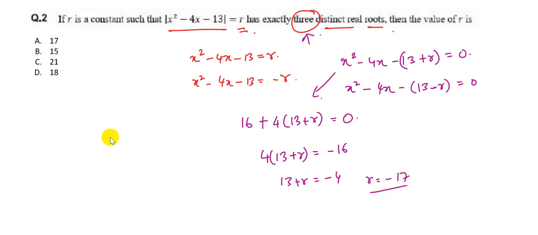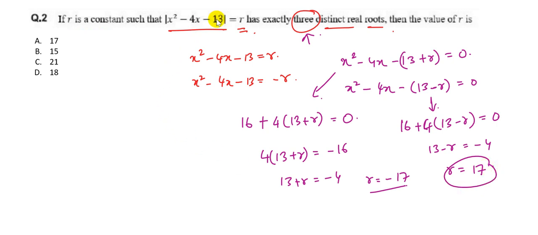Now minus 17 is not there in the options, so we go to the second one, and the discriminant here will be 16 plus 4 into (13 minus R) equal to 0. So 13 minus R will be equal to minus 4. So R will be equal to 17. So 17 is the right answer.